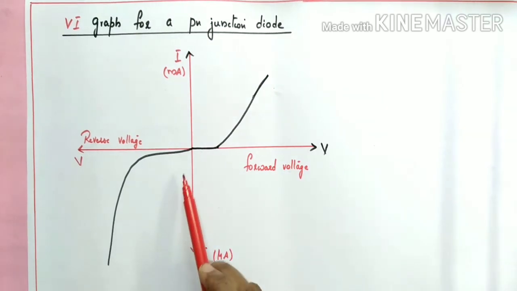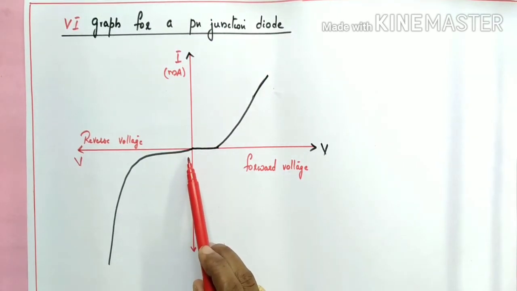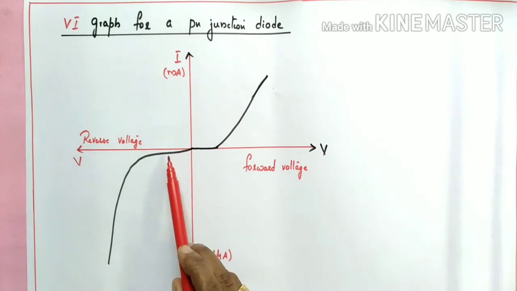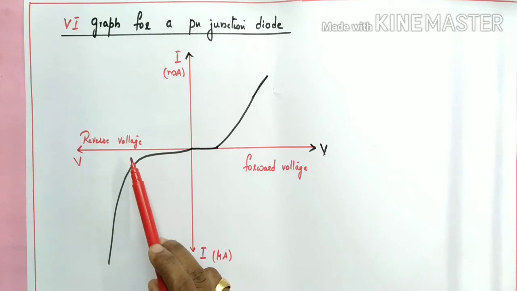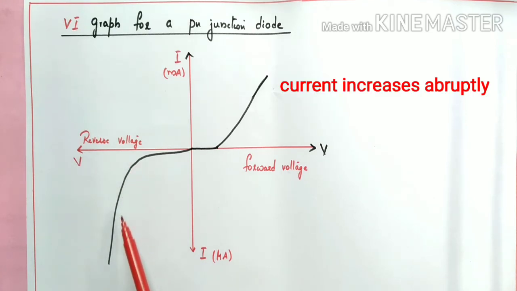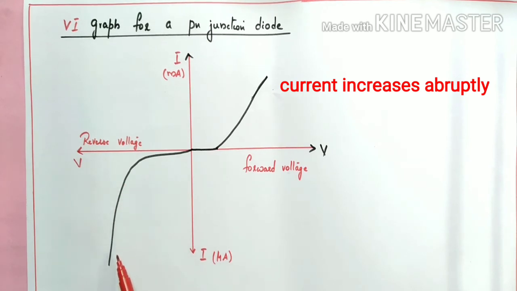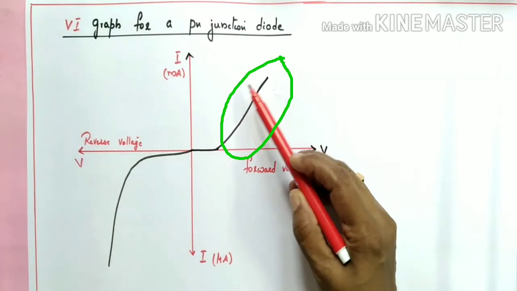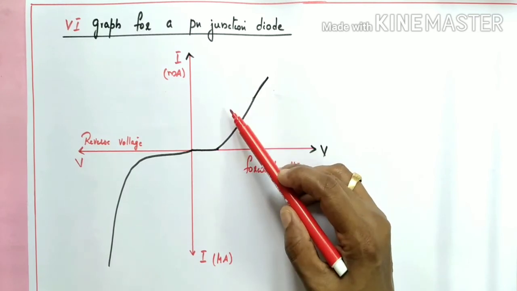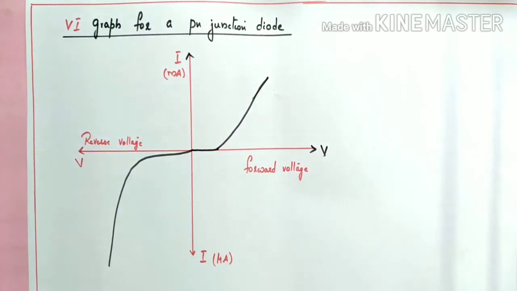Here in the reverse region, that is the other connection of the PN junction diode, as voltage increases, current increases very slightly. After reaching some voltage, current increases abruptly. Here also Ohm's law is not satisfied. So Ohm's law is satisfied only in this region, that is, voltage and current are linear only in this region. In all other regions, Ohm's law is not satisfied, that is, voltage is not proportional to current. So this is considered the second limitation of Ohm's law.